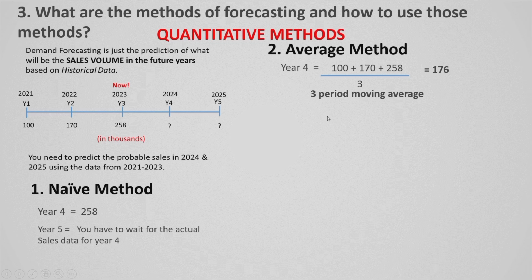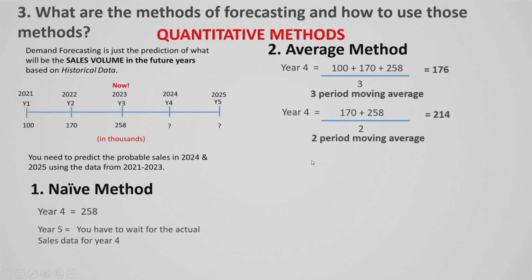Now, actually guys, the average method can also be modified. You can consider only the amounts in the past 2 years. If we are to solve year 4 sales, we have the option to consider only the data in year 3 and year 2. We are going to ignore the data in year 1 because it's the least recent one. We consider only this 258 and this 170 and ignore this 100. So you add these two and divide by 2 and you will get 214 as the forecasted demand for year 4 under the 2-year moving average technique.